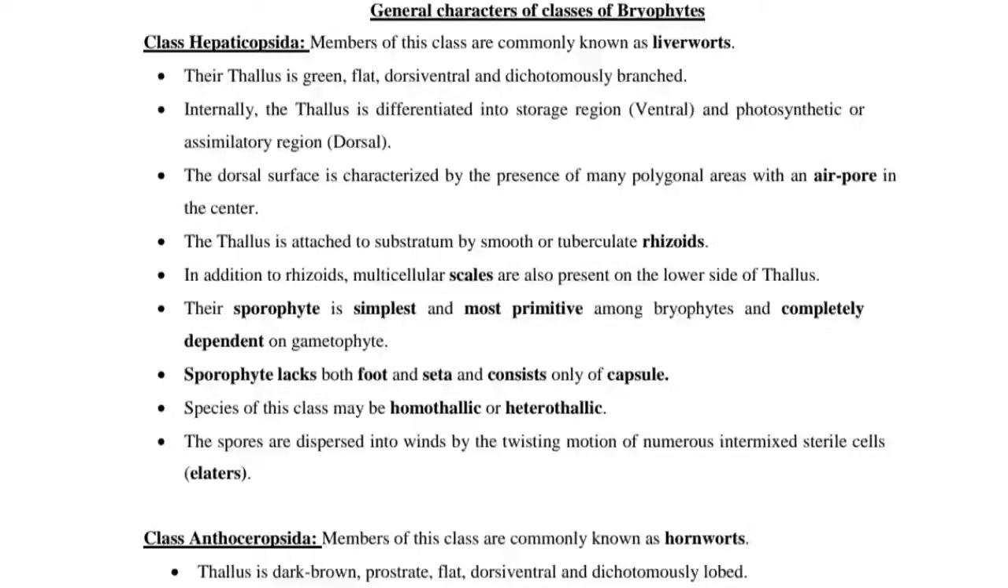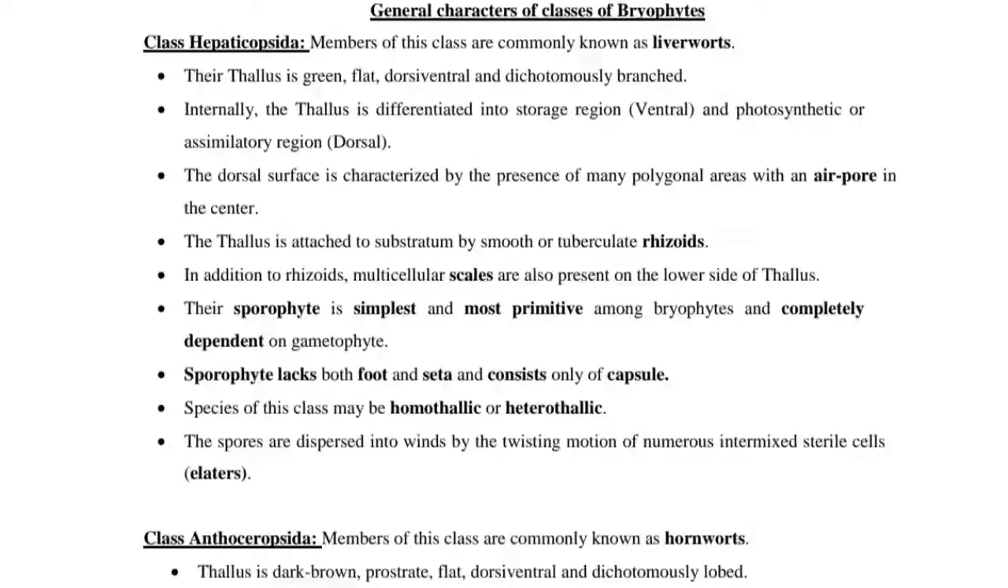Their sporophyte is the simplest and most primitive among bryophytes and completely dependent on the gametophyte. The sporophyte lacks both foot and seta and consists only of a capsule. Species of this class may be homothallic or heterothallic. The spores are dispersed by the wind through the twisting motion of numerous intermixed sterile cells, elaters.